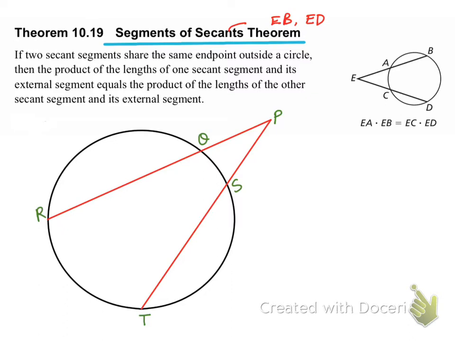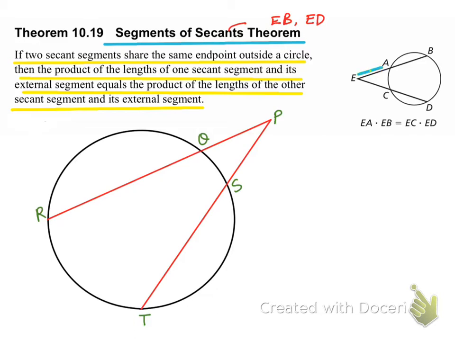It says that if two secant segments share the same endpoint outside a circle, then the product of the lengths of one secant segment and its external segment equals the product of the lengths of the other secant segment and its external segment. Let's make it very simple. You just have to look at the external part, which is outside here, and then you have to look at the whole part.